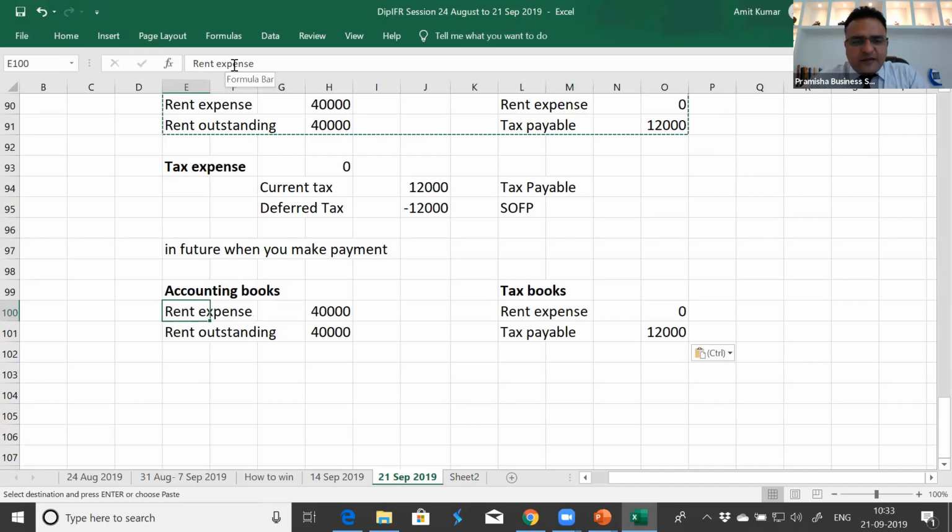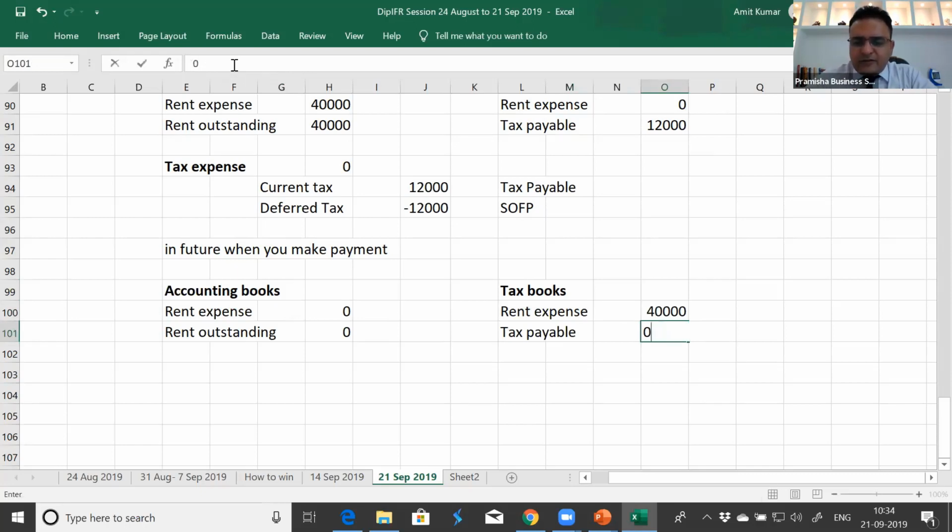There is no rent expense. There is no rent outstanding because you made the payment. They will include rent expense of 40,000. Tax payable is 0 this year, on this amount at least. Now this 12,000 which you recorded as an asset will be reversed this year, now that you are not liable to pay tax on at least 40,000 of income.